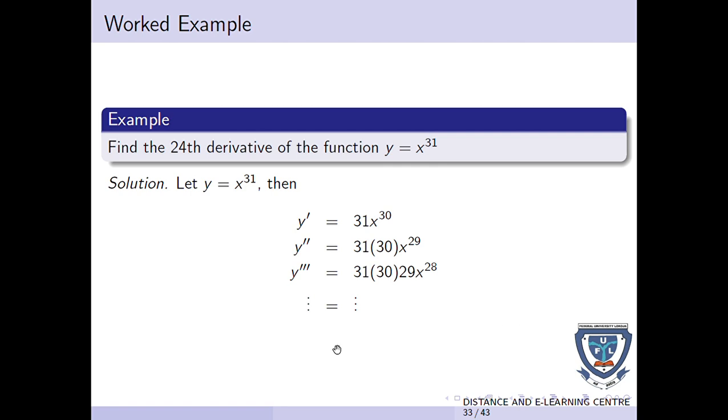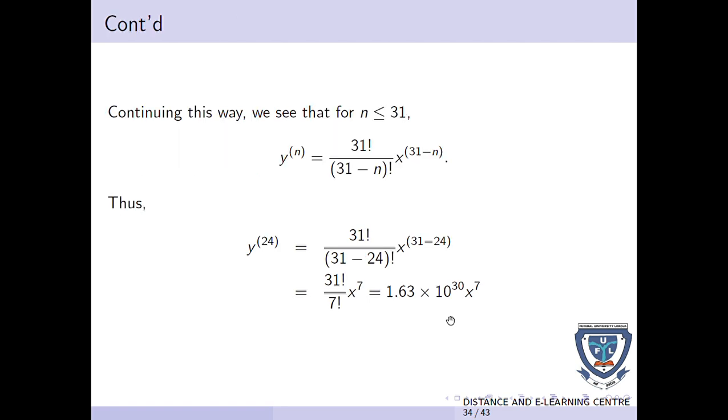Solution. Let y equal x raised to power 31. Then y prime, the first derivative, will give us 31x raised to power 30. Y double prime will give us 31 times 30 times x raised to power 29, while the third derivative will give us 31 times 30 times 29 x raised to power 28. Now, continuing this, you are going to discover a pattern or a sequence, and that sequence will give us 31 factorial over (31 minus n) factorial times x raised to power 31 minus n.